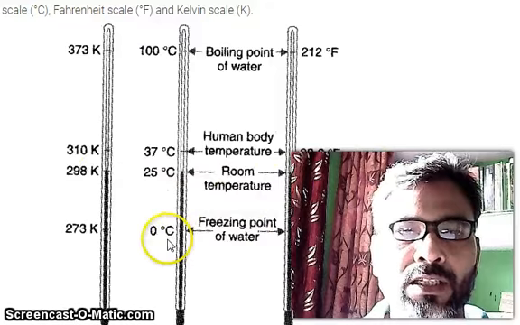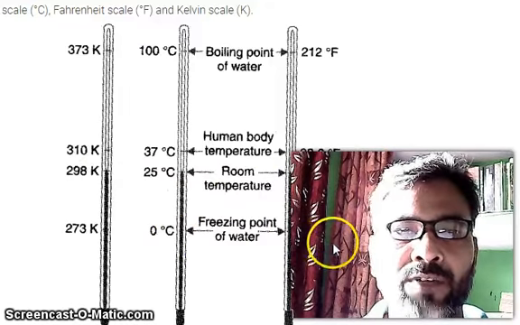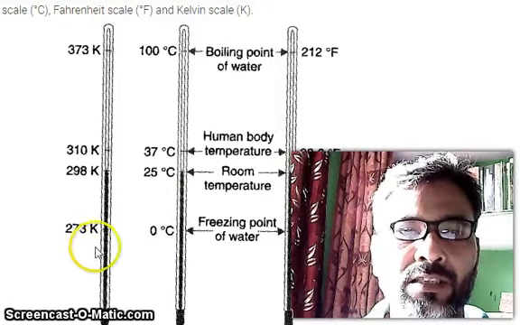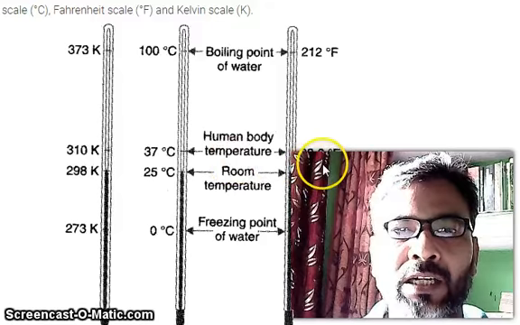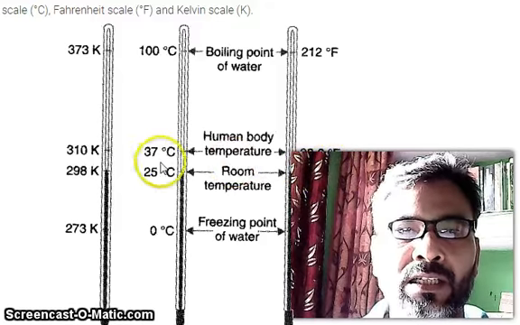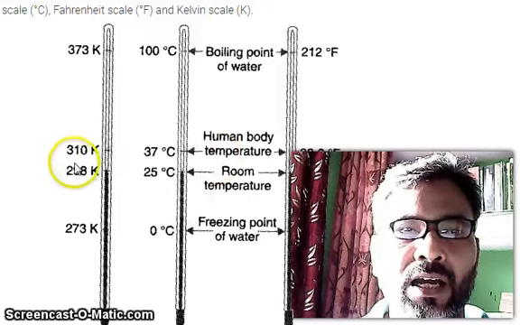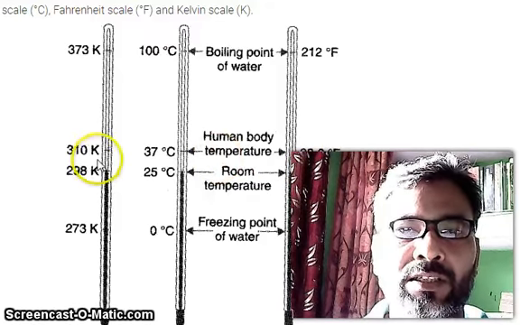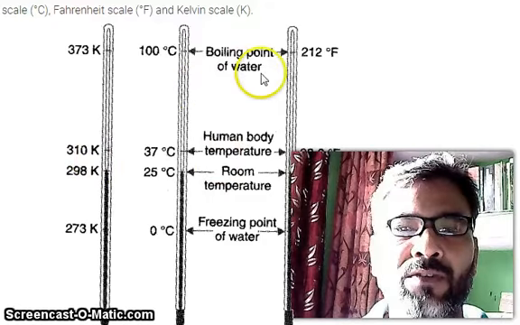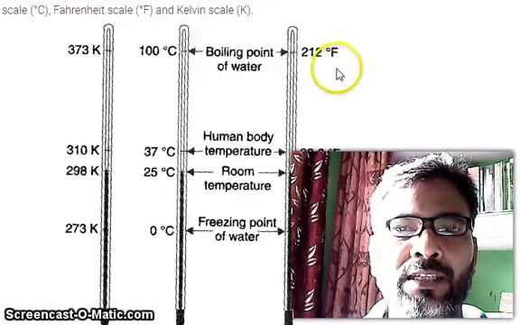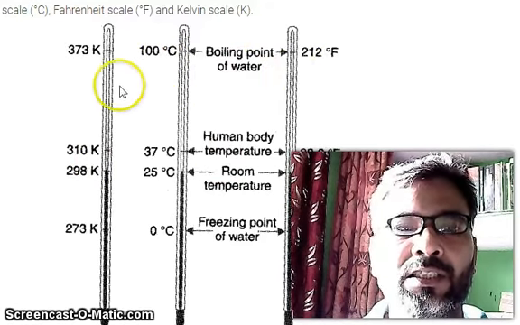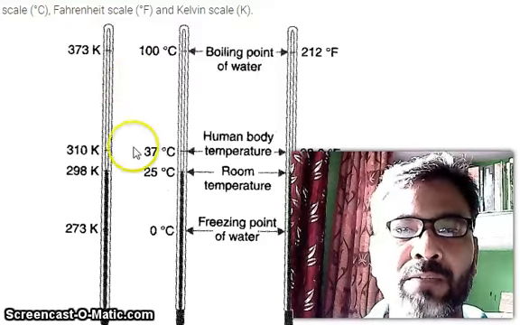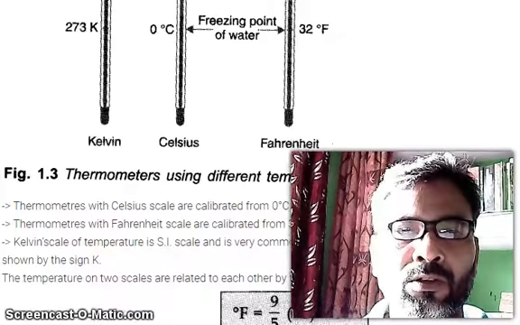Freezing point: 0 degrees Celsius, 32 degrees Fahrenheit and 273 Kelvin. Human body temperature: 98.6 Fahrenheit, 37 degrees Celsius and 310 Kelvin. Boiling point of water: 212 Fahrenheit, 100 degrees Celsius and 373 Kelvin. And that is very important, you should know.